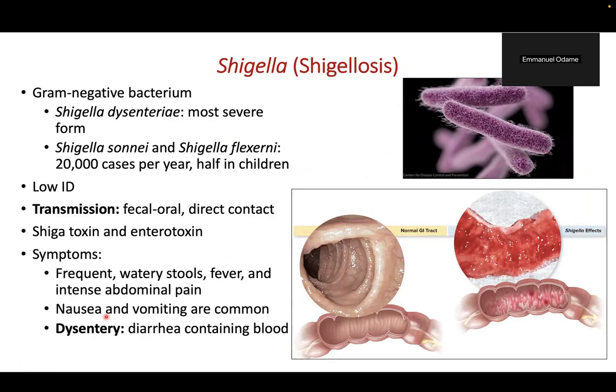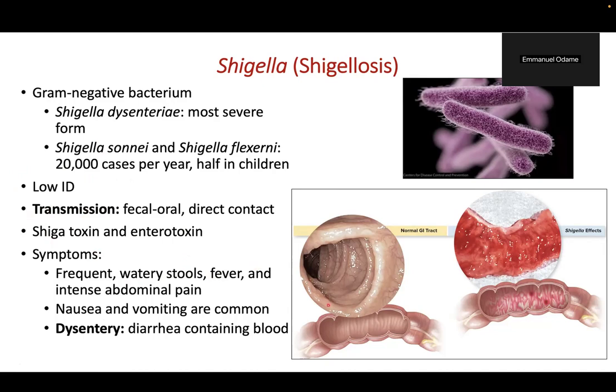It's a gram-negative bacteria, and we have the different strains of Shigella that cause this. We have Shigella dysenteriae, and then we have Shigella sonnei, and all of them cause shigellosis. These are also low ID species. Transmission is through fecal-oral and direct contact. Basically, this species releases the Shiga toxin or Shiga enterotoxin, which goes in there and damages your GI tract.